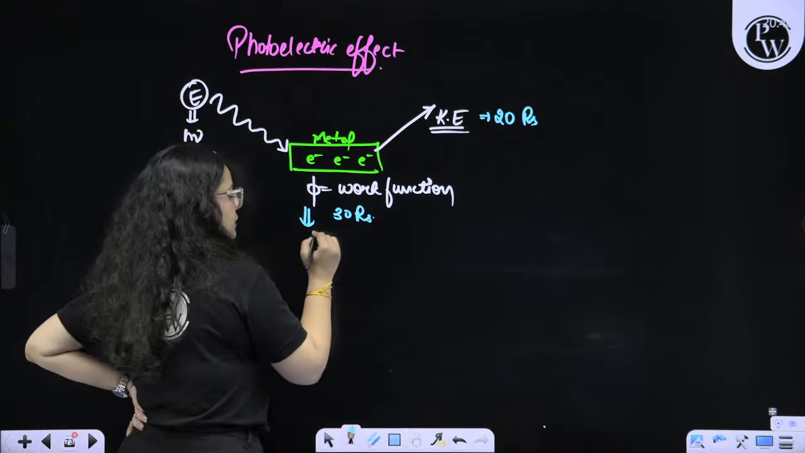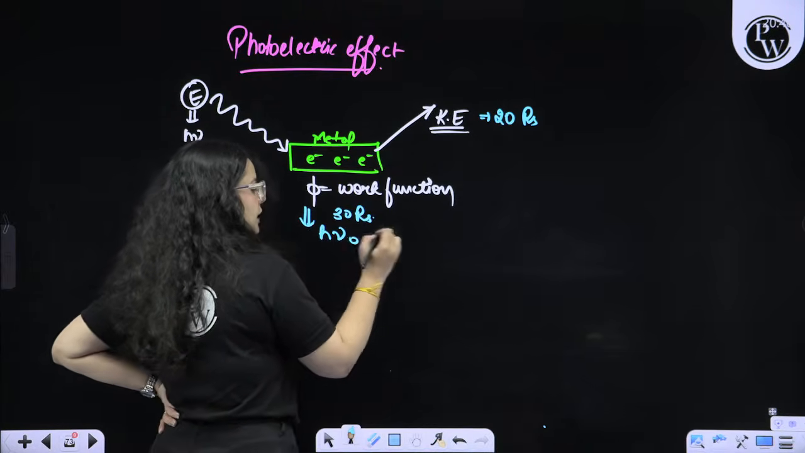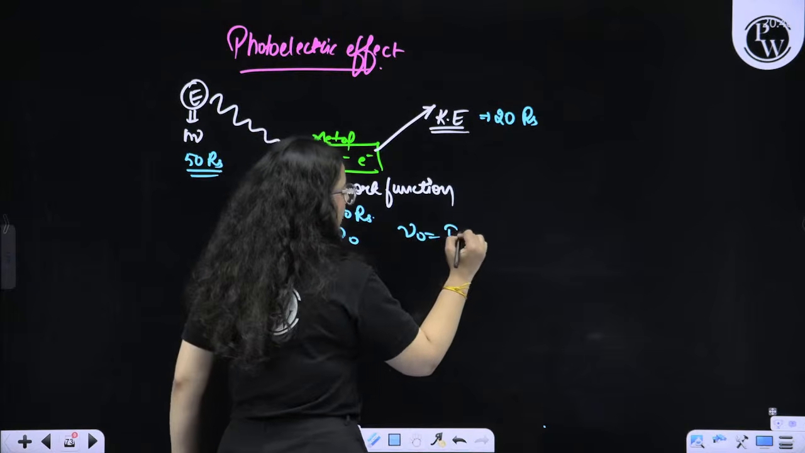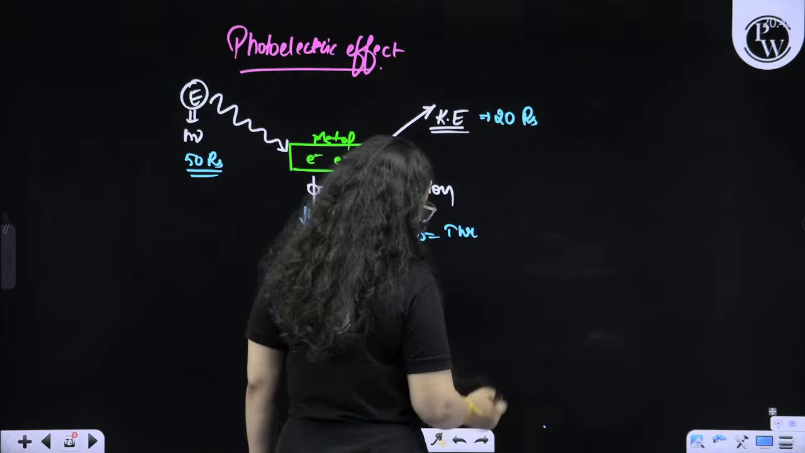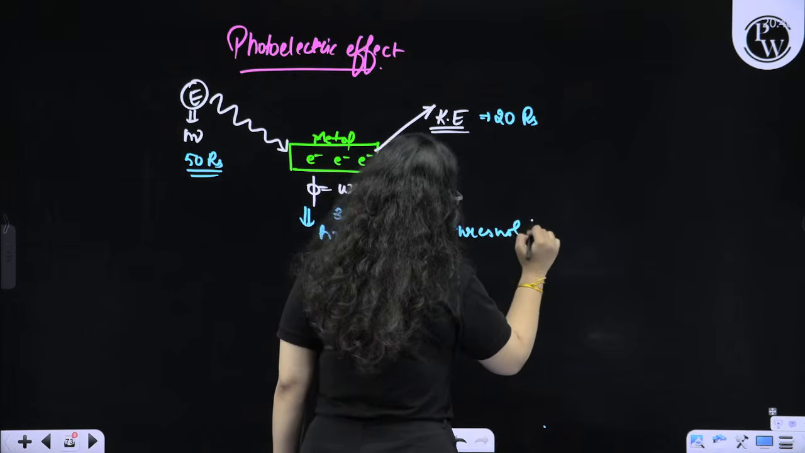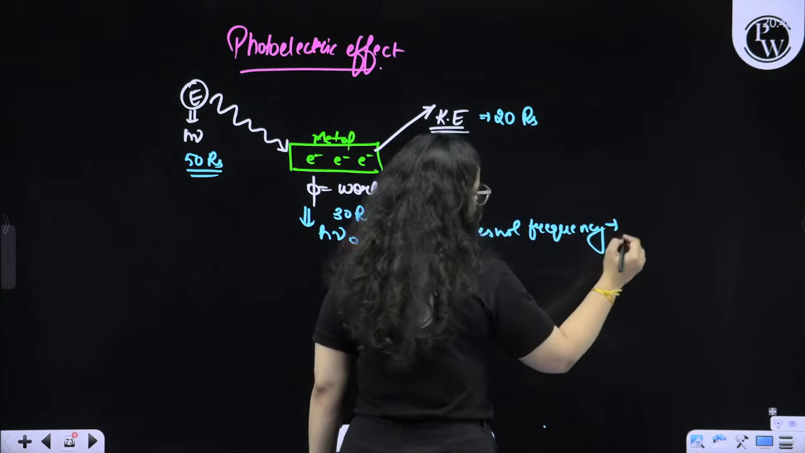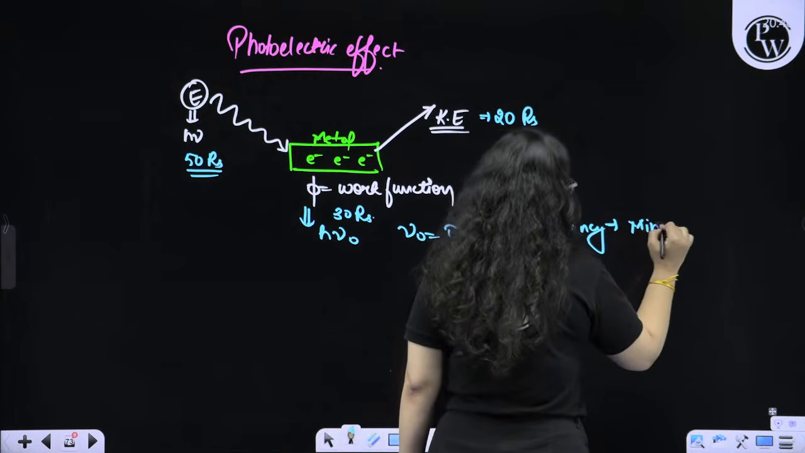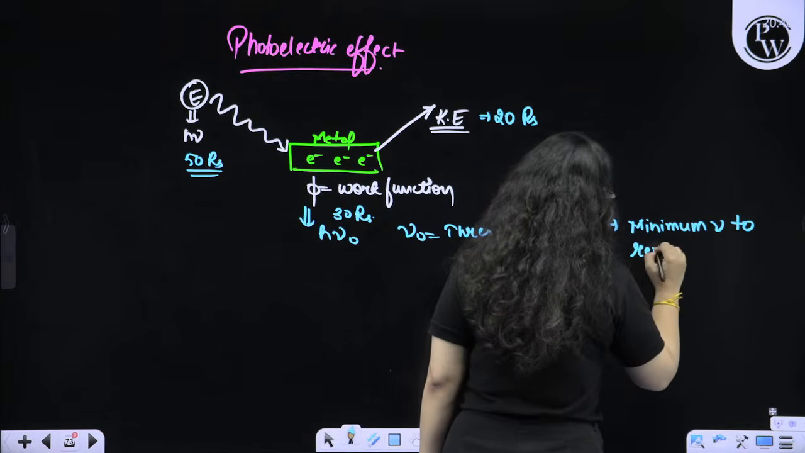So this is the work function represented. This is just an energy term only, h nu naught. Then nu naught is the threshold frequency. Now, what is threshold frequency? This is basically the minimum frequency to remove the electron.